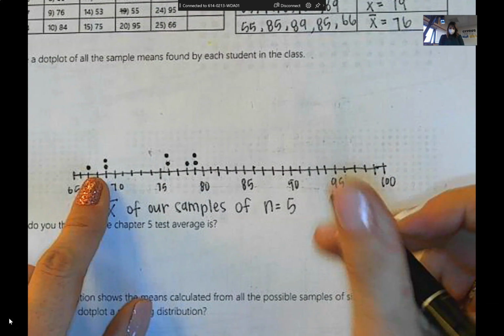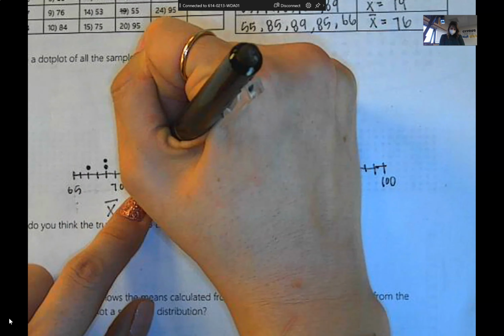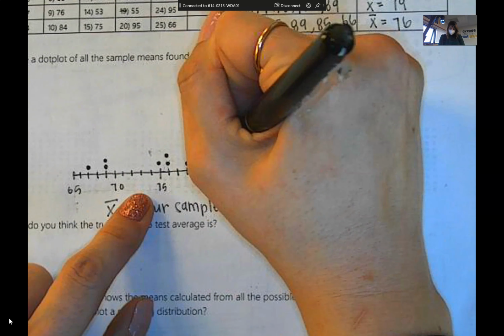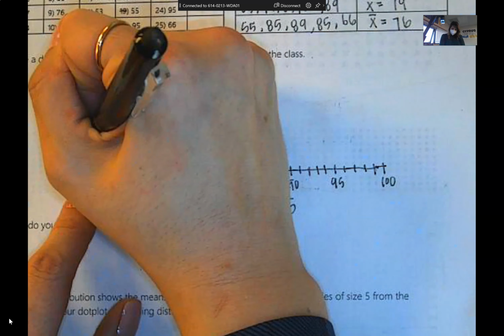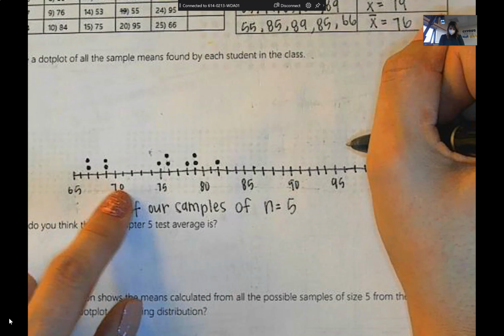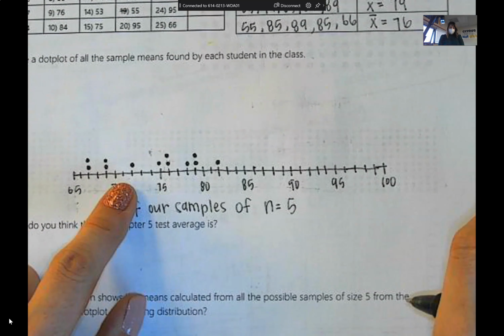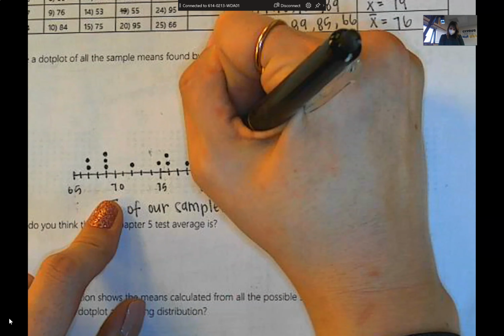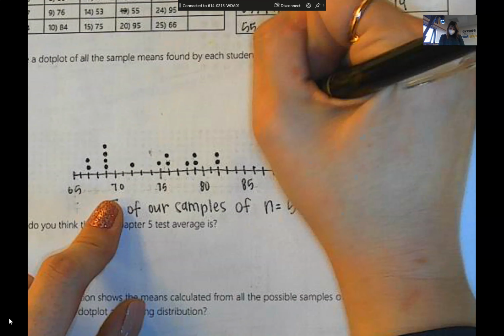Okay, Yuritsa? 75, 82, 67, 72. Shelby? 69, 82, 69, and 80.